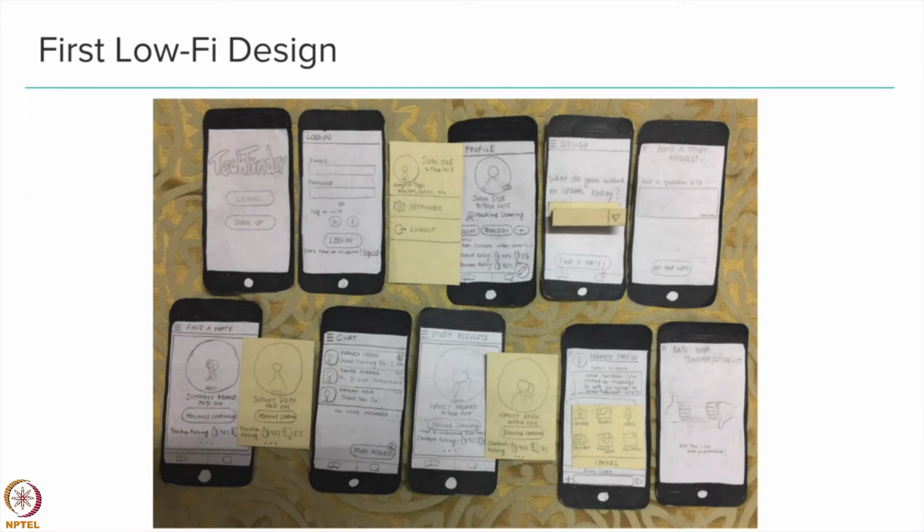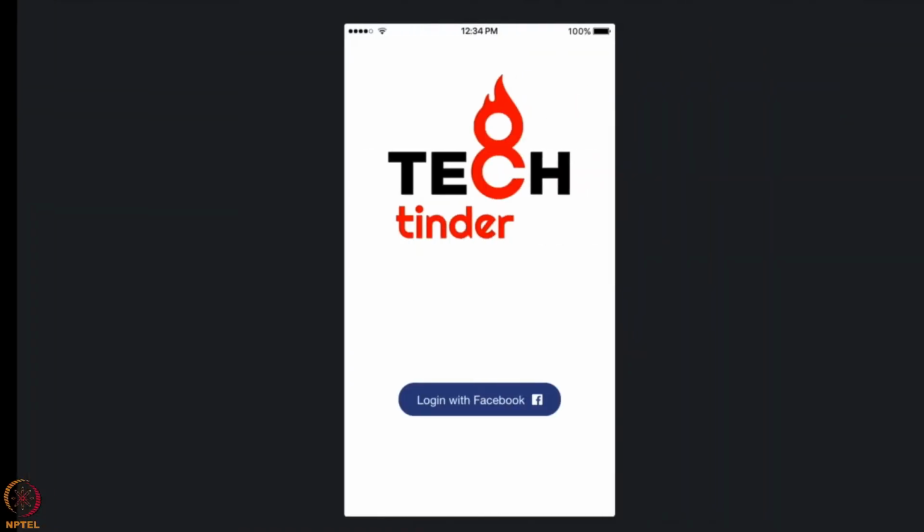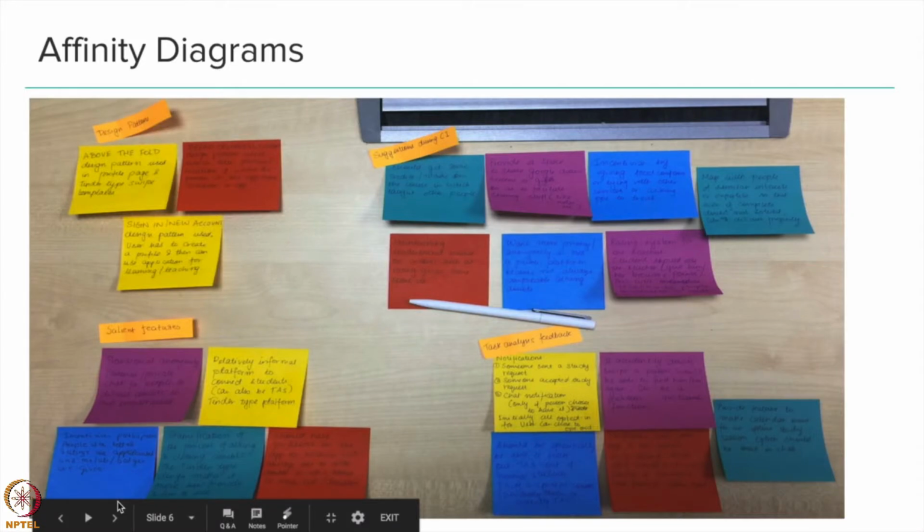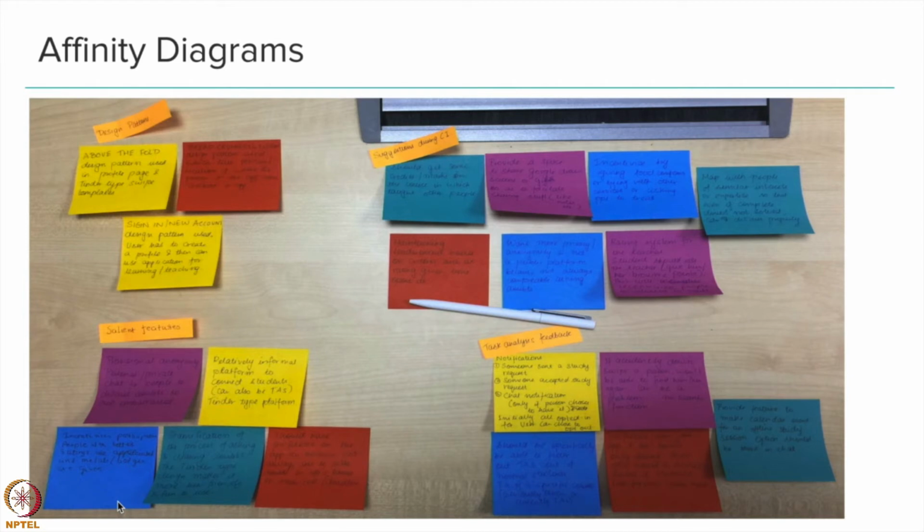Once our first low fidelity prototype was complete, we performed task analysis. We divided the tasks into 3 categories: easy, medium, and hard. The easy category could be logging into the application, medium could be viewing your profile or chatting with someone, whereas the hard one could be choosing or accepting a teacher or a study request.